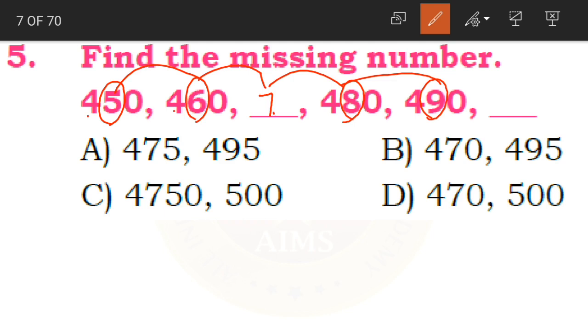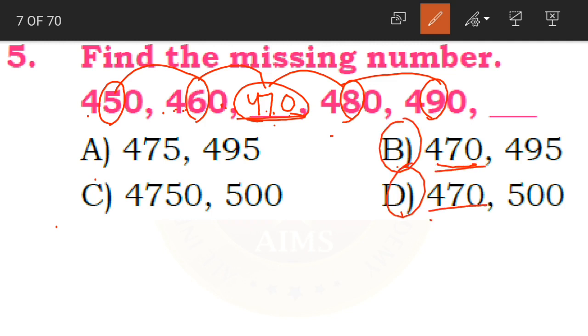Now before and after the tens digit, what do we have? 4 and 0. So what does this become? 470. If you look at the options carefully, children, only B and D have 470 as the first number. Yes, in B we are having 495 and in D we are having 500.